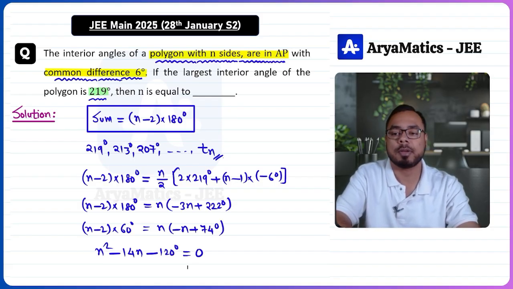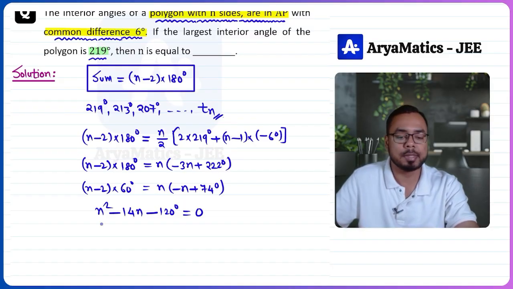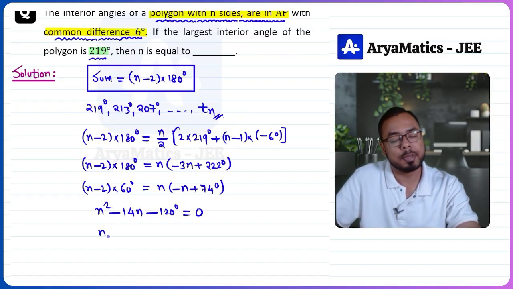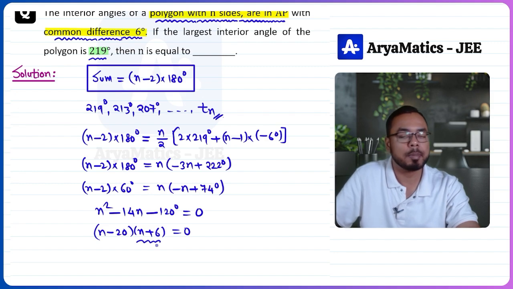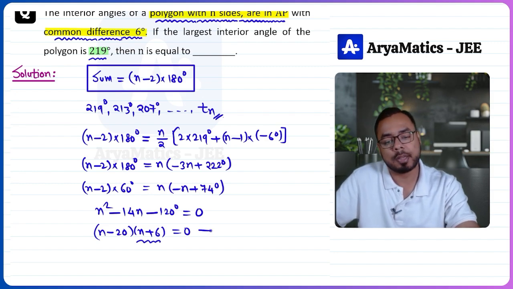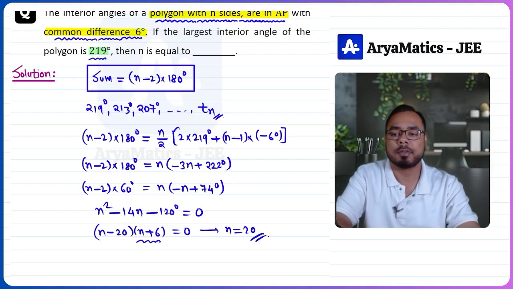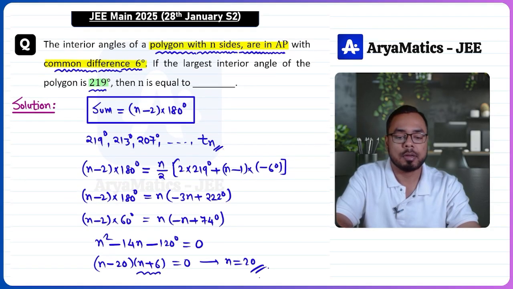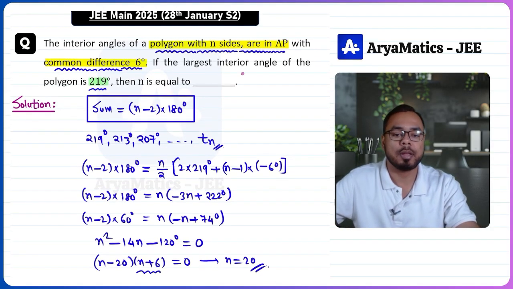This is the quadratic that we are getting, and you can very easily see that we can split at minus 20 and plus 6, so the factors will be (n minus 20) into (n plus 6) equals to 0, because n is representing number of sides, n cannot be negative. So from here we are getting n as 20. So that will be the correct answer for this problem. Total there will be 20 sides in that polygon, right?